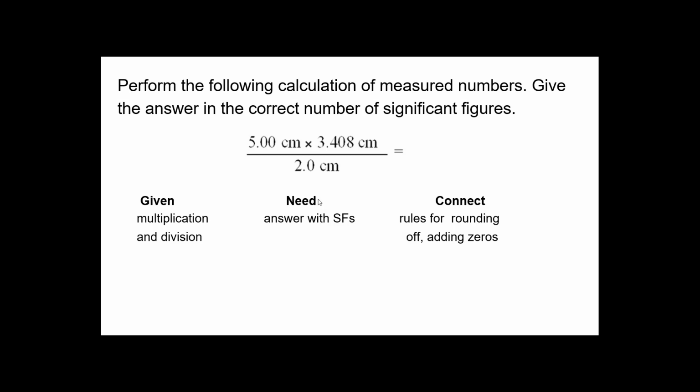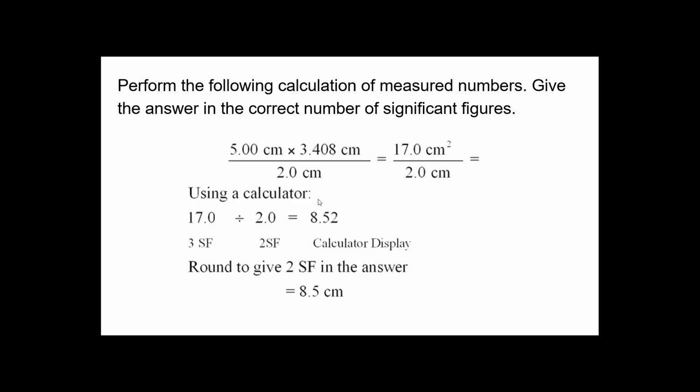So here's another problem. Performing the calculation of measured numbers. This is a multiplication and division. So overall, the answer needs to be with the value with the smallest amount of digits, and we can easily see that's the lowest one below on the denominator, excuse me. This is 2.0, so we should have 2 sig figs in our final answer. We need to make sure you understand the multiplication and division rules. It's quite different from addition and subtraction. We need to answer this with the correct sig figs, and we need to make sure we understand the rules for rounding or adding zeros. So here is the problem worked out.